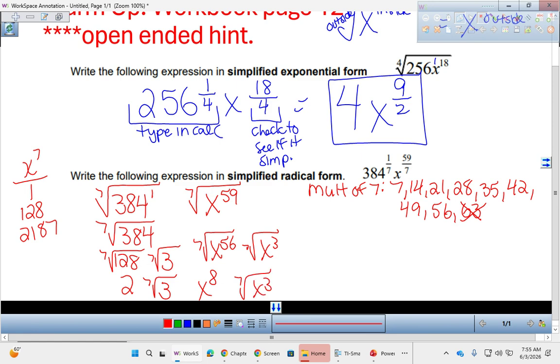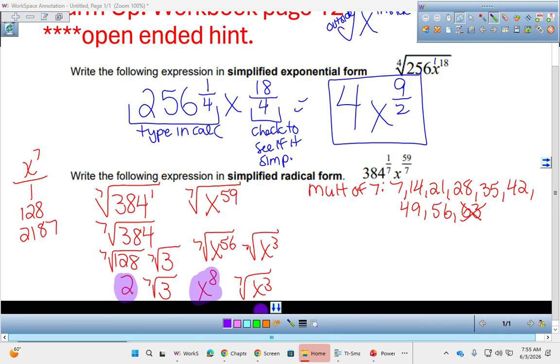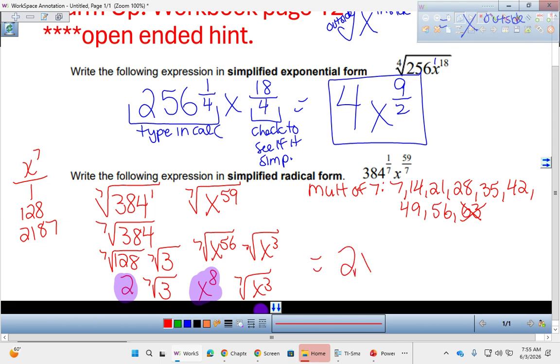And then from here, I'm just going to reorder some things. So I'm going to put this 2 next to this x to the 8th because they both came out of the root. And then I'm going to put these roots together. So my final answer here is 2x to the 8th, 7th root of 3x to the 3rd.